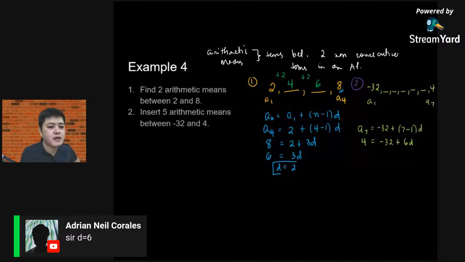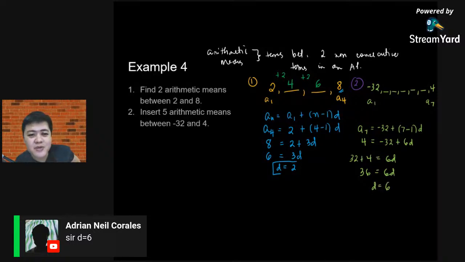And then, obviously, we add 32 on both sides. It will become 32 plus 4. Makacancel yung negative 32 dito. We'll have 6d. 32 plus 4 is 36 is equal to 6d. And then, therefore, divide everything by 6. And d is equal to 6. Oh, galing Sir Jeff, very good sa mga nag-6.